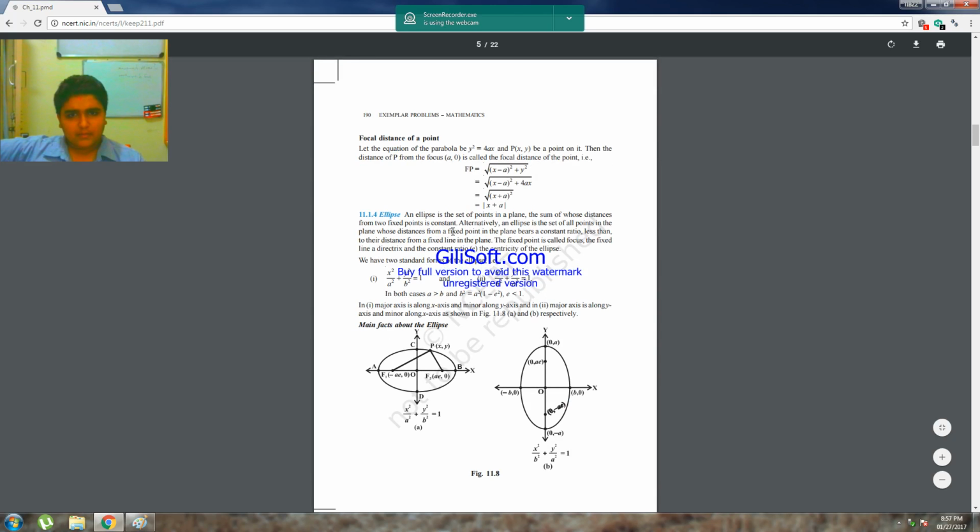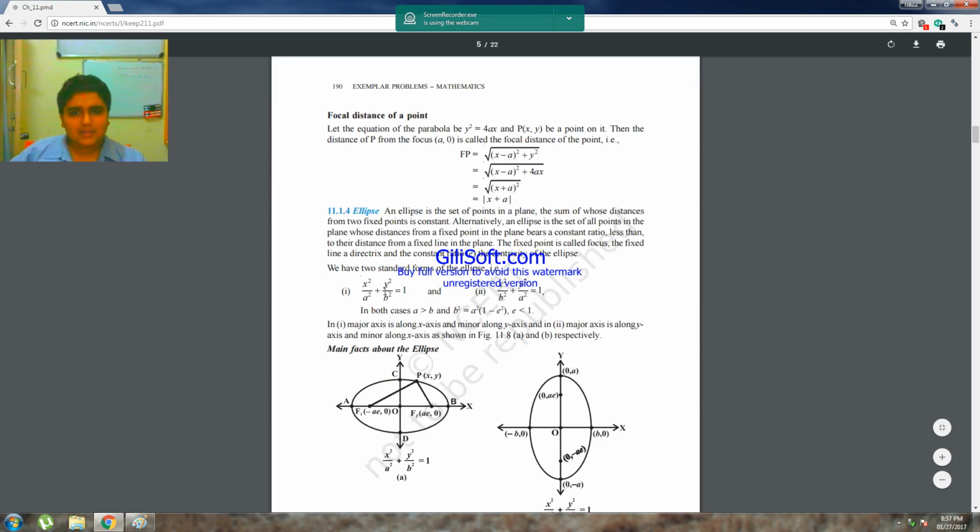In an ellipse, we've been given a definition. We've studied all this already. We've been given the equation. Now both the equations are the same. If you look very closely, we see that both the equations are the same.